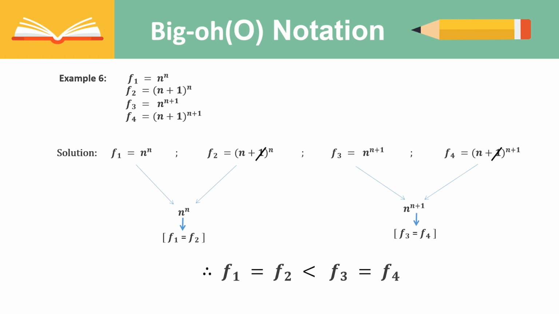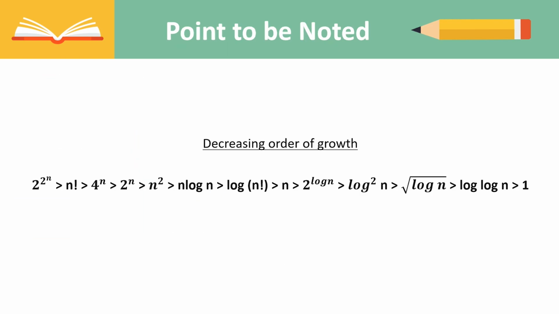Now cancelling those constants as we have done before, we get f1 and f2 are of the same form, n to the power n, and f3 and f4 are of the same form, n to the power n plus 1. Therefore we can say that f1 is equal to f2 and f3 is equal to f4. We can also say that f3 and f4 are greater than f1 and f2. Now this is the point to be noted, the decreasing order of the growth. If you remember these growth values, then you can easily solve the questions.